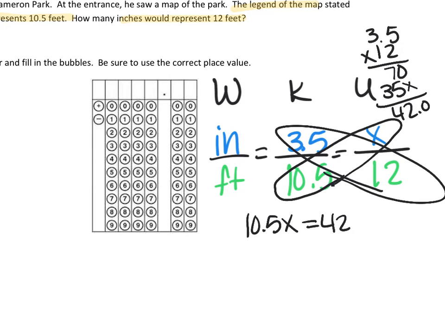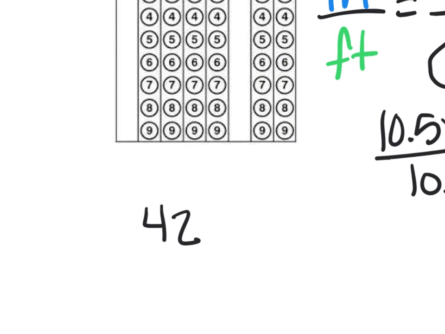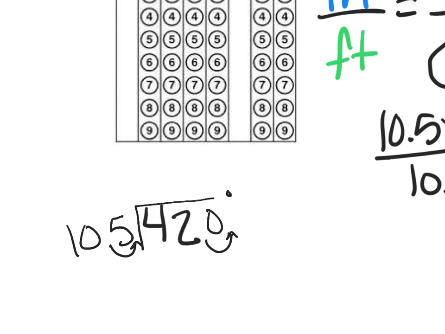Okay. Now what? What would we do next? If you don't have any of this written down, you need to make sure you're writing it down. This all needs to be written down. Okay, so 42 divided by 10.5. Okay, remember we can't have a decimal on the outside, so we scoot it outside, inside, up. So 105 will go into 420 4 times.